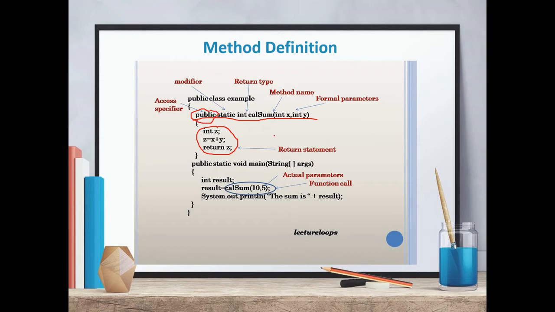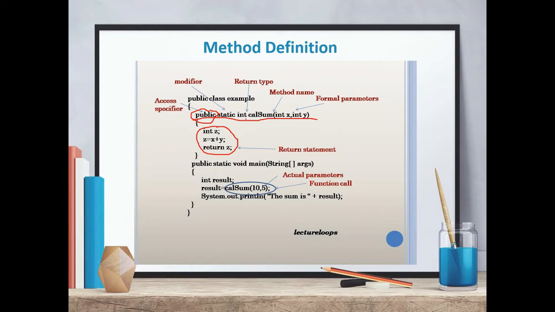Then there is a modifier. Here it is static, and other modifiers are like final. For example, if we put static as a modifier, then the method becomes a class method. That is, we can call it through the class rather than calling it through the object.